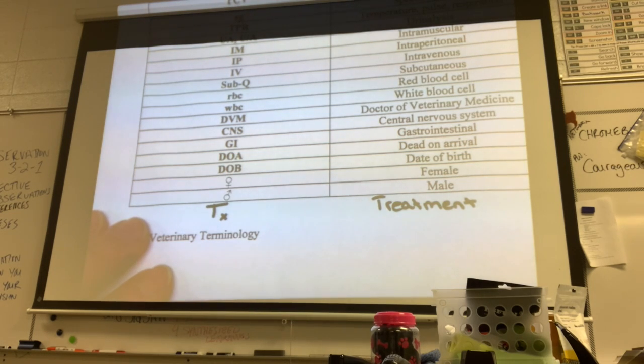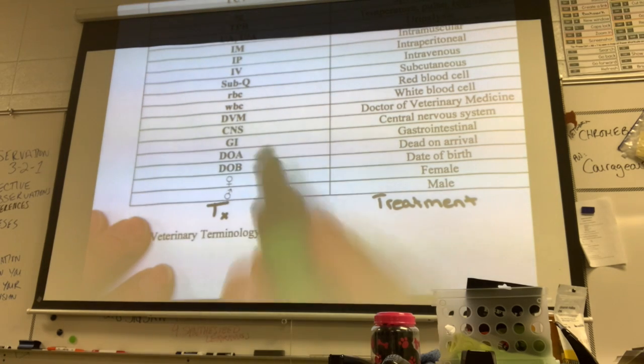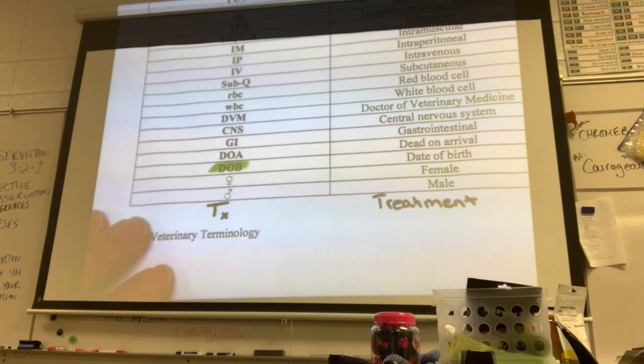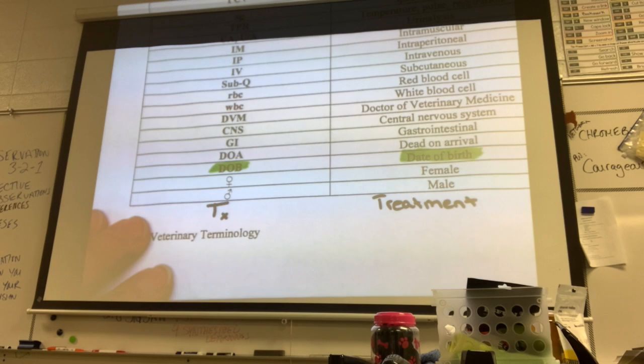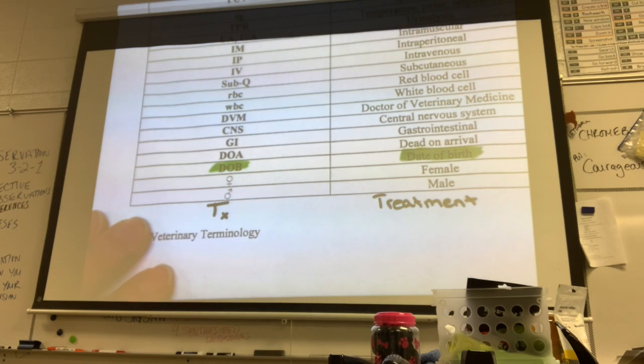Here's one that might trip you guys up, which is DOB, date of birth. I see this a lot. You do see it a lot, right? DOB is all over the place. So yep, it's your date of birth.